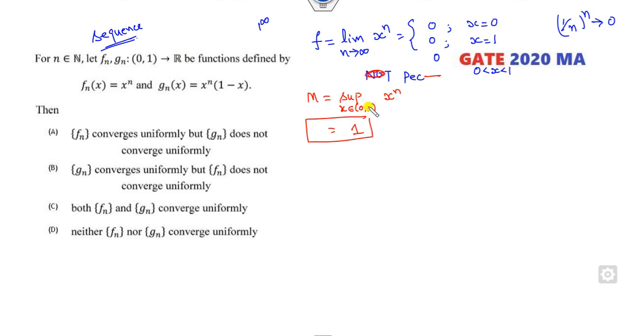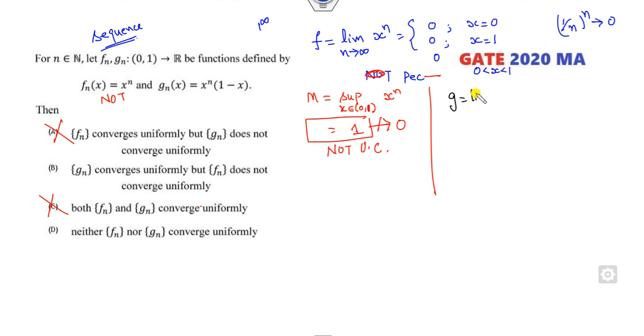So the supremum exists at 1, but you can see this does not go to 0. It means it is not uniformly convergent. So this is not uniform. So the A option is cancelled, the C option is cancelled. Now look at the gn.